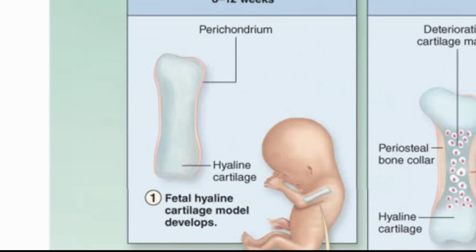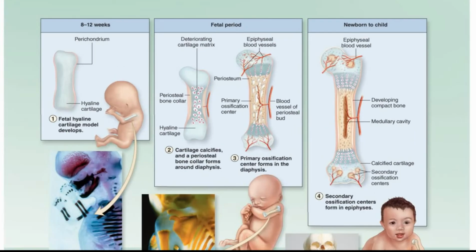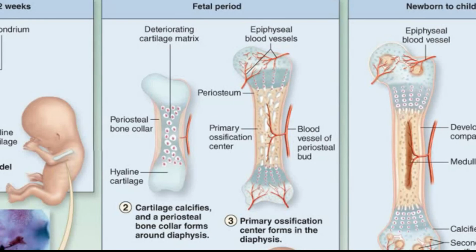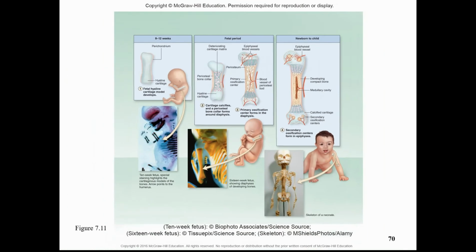So here's a 10-week-old fetus with our hyaline cartilage model with a little bit of perichondrium running around it. And then we're going to start to encase it in that bony periosteal collar. Inside, you can already see that we're deteriorating some of the cartilaginous matrix and replacing it with a little bit of osseous tissue. We've run a blood vessel into this primary center of ossification. And then eventually, we're going to run blood vessels into our epiphyses for our secondary centers of ossification.